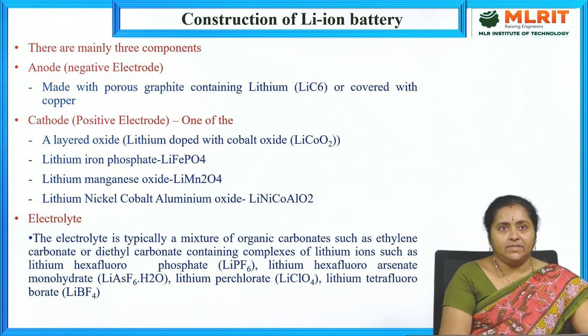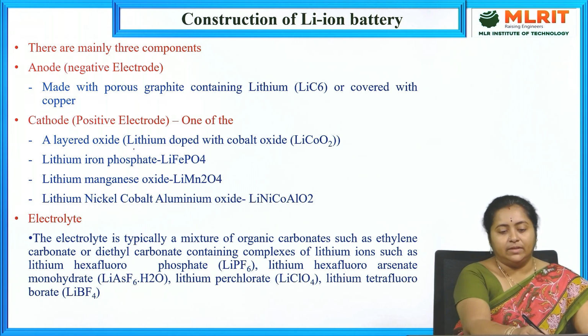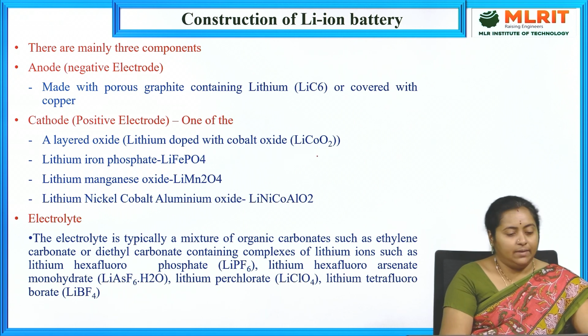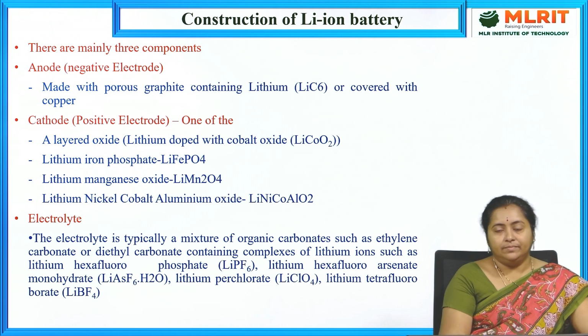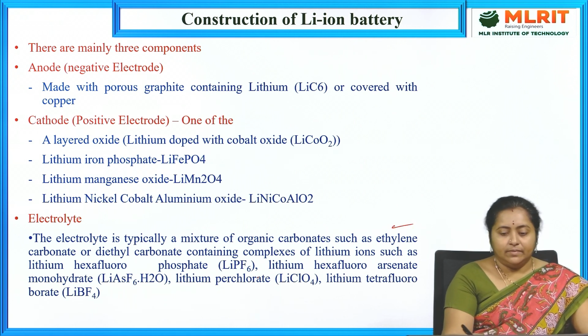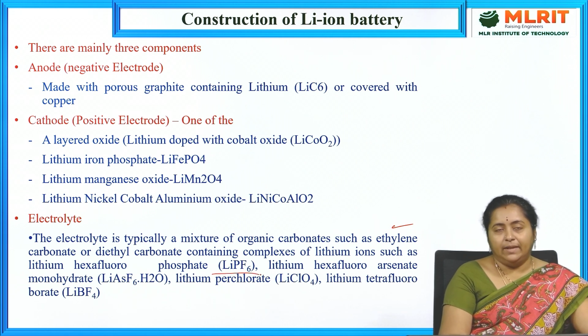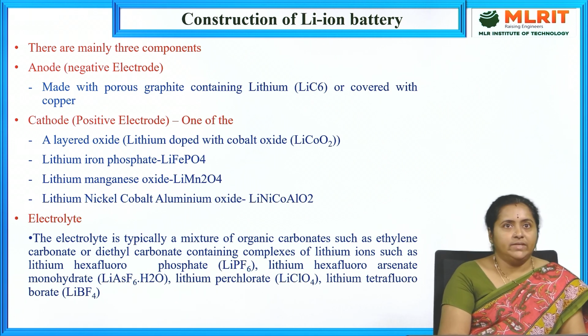So, the cathode is nothing but lithium doped with cobalt oxide, and coming to the electrolyte, it is a mixture of ethylene carbonate and, for example, in this case I am going to make use of LiPF6, that is lithium hexafluorophosphate. Once again I am explaining, the anode is porous graphite which has a doping of the purest form of lithium, acting as the negative electrode or anode.